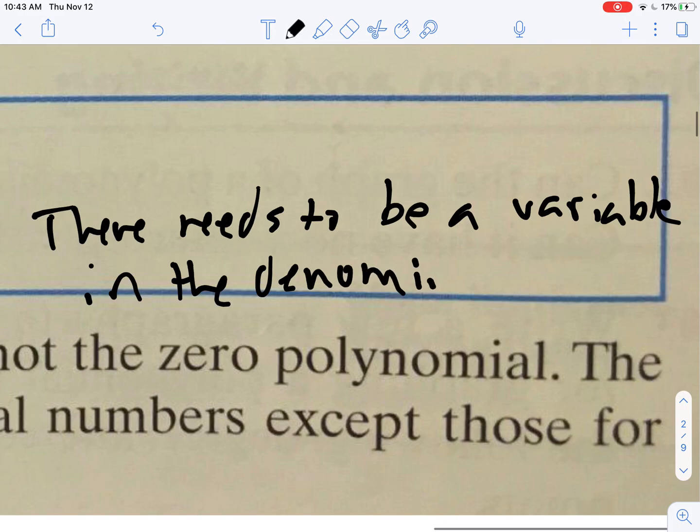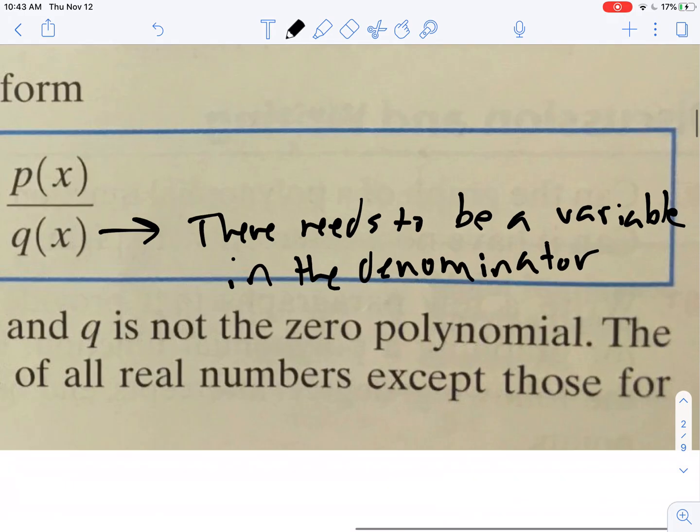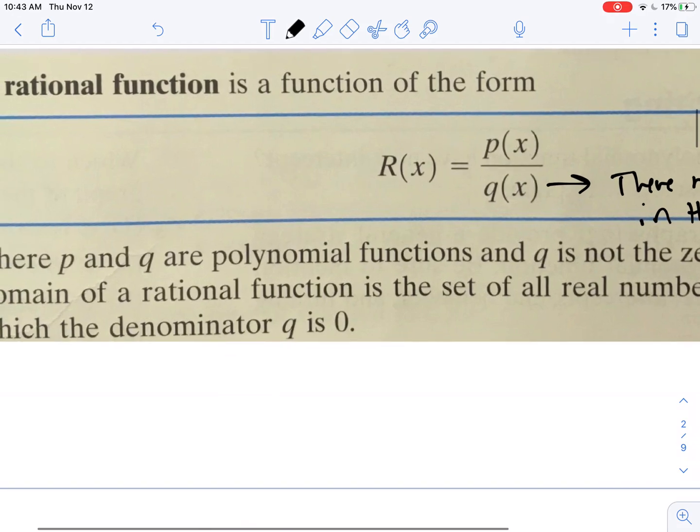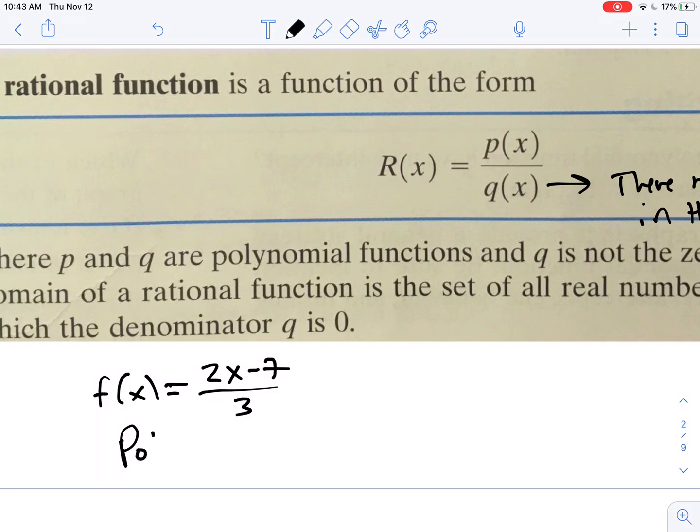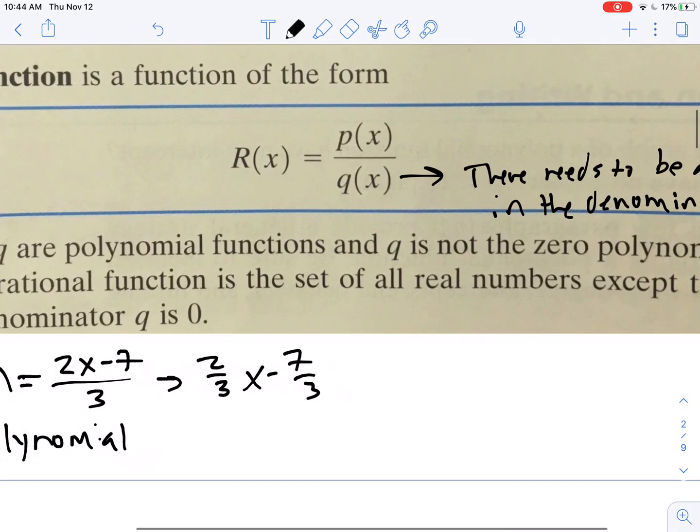We've seen this before. So again, if I were to say f of x is equal to 2x minus 7 over 3, this is a polynomial, because I can rewrite this as 2/3 x minus 7/3. This is just a linear equation. So that's a polynomial. The variable's not in the denominator.